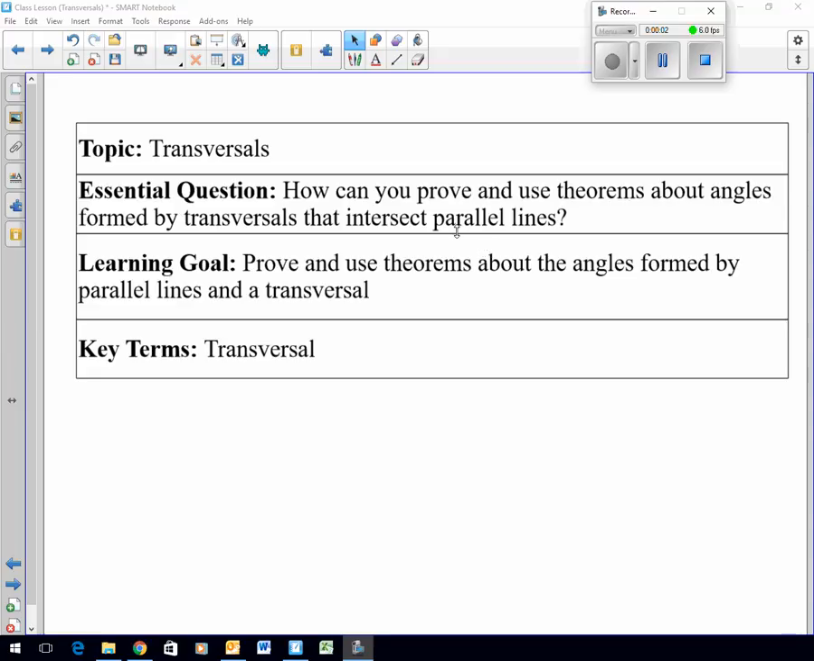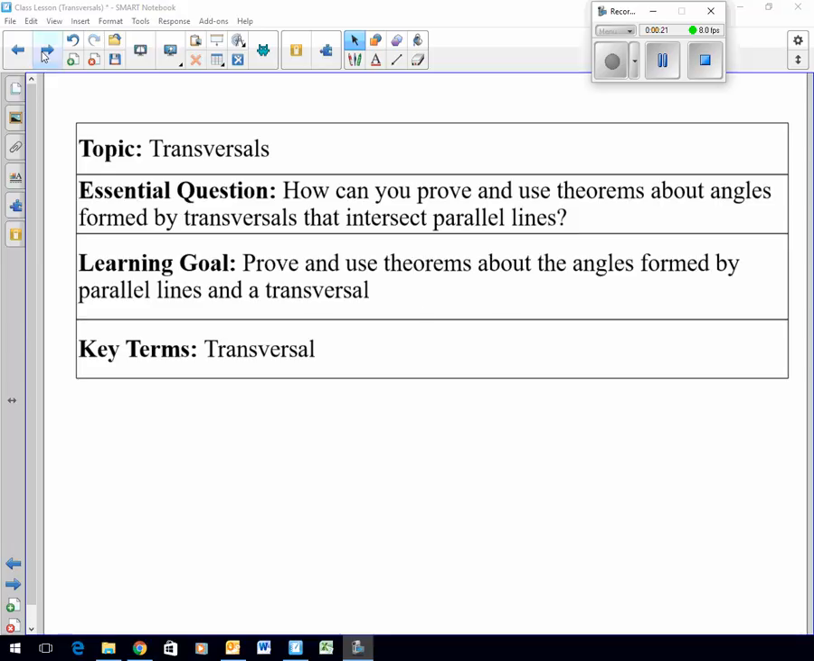We're going to talk about transversals today, and it's easier than yesterday. Okay, REQ. How can you prove and use theorems about angles formed by transversals that intersect parallel lines? We're going to prove and use theorems about the angles formed by parallel lines and a transversal.